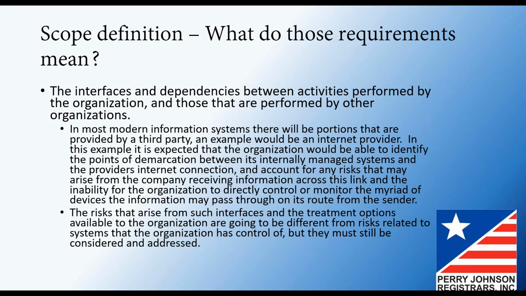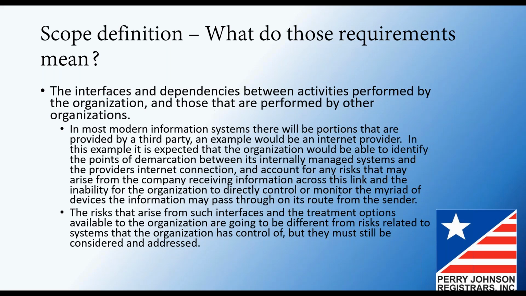In this example, it's expected that the organization would at least be able to identify the points of demarcation between its internally managed systems and the provider's internet connection, and account for any risk that may arise from the company receiving information across this link, with the organization having no direct control or ability to monitor the myriad number of devices that information is passing over on its route from the sender.